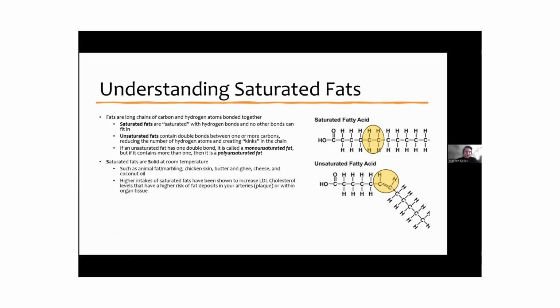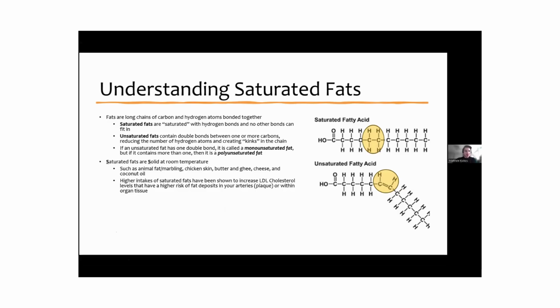So what are saturated fats, right? We know about how they look. What does that mean? Saturated fats are solid at room temperature. So always remember S and S. Saturated means solid at room temperature. So this includes things like animal fat, the marbling in our meats, the skin of the chicken, butter, ghee, right? Certain high fat cheeses, coconut oil, right? Things that are solid at room temperature with fat. These are what saturated fats are.